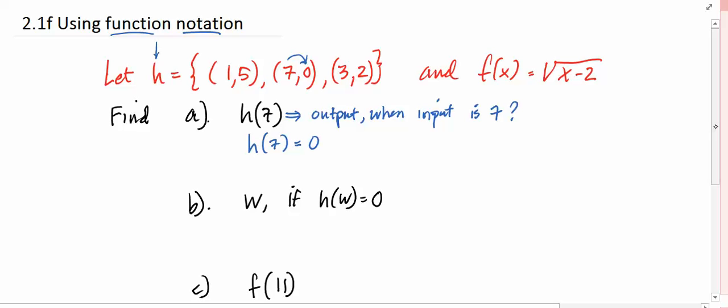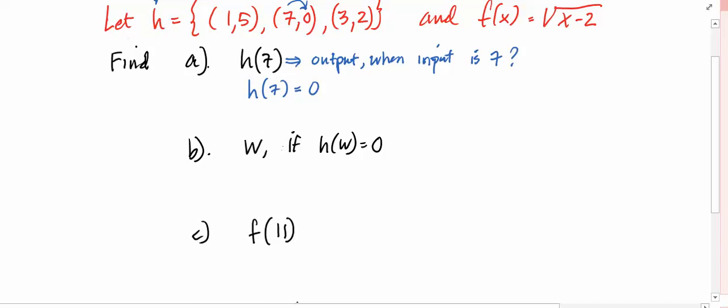Now, this next one is asking us to find W if H of W equals 0. Now, that means that we already got a 0, meaning the output. So right here, this is the output. And they're wanting to know what was the input. Right? So we just look backwards. If my output was 0, then my input would have to have been, and they're calling the input W, that's just what they're calling it, the input would have had to have been a 7.